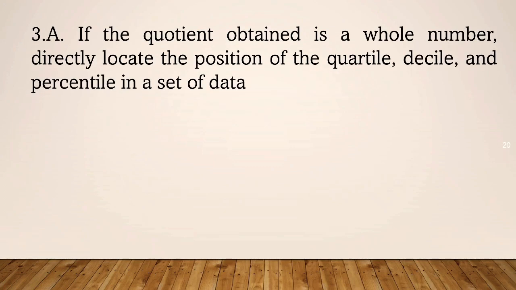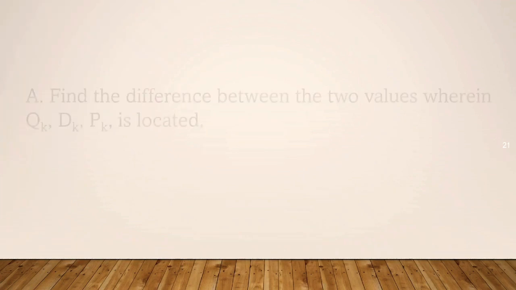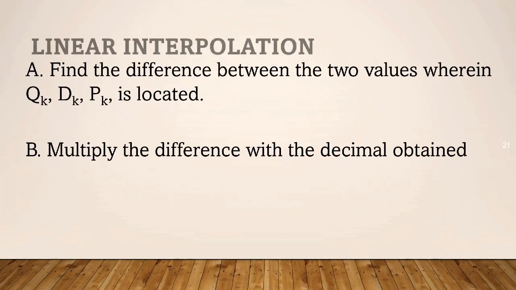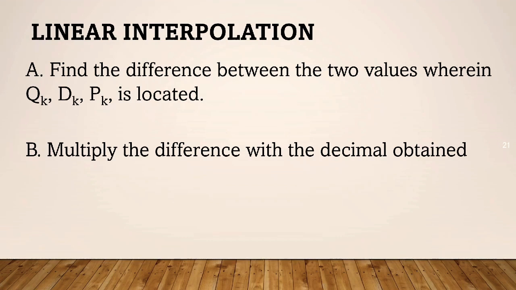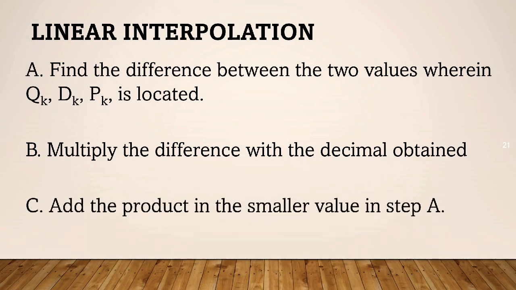If the quotient obtained is a whole number, directly locate the position of the quartile, decile, and percentile in a set of data. But if the quotient obtained has a decimal value, proceed to the interpolation. Letter A, find the difference between the two values where Q sub k, D sub k, and P sub k is located. Letter B, multiply the difference with the decimal obtained. And finally, add the product to the smaller value in the first step.